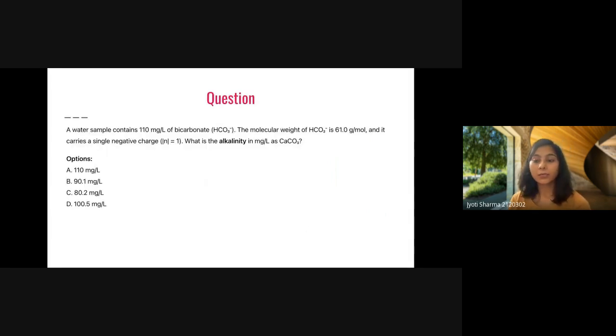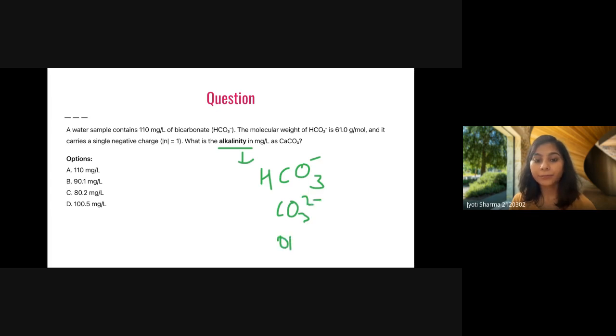Okay, the previous question was based on the hardness, right? The next question is based on the alkalinity. We know that alkalinity is due to bicarbonate, carbonate, or hydroxides. If you know the concentration of these three in mg per liter as CaCO3, and you sum them, then you can get the value of alkalinity.